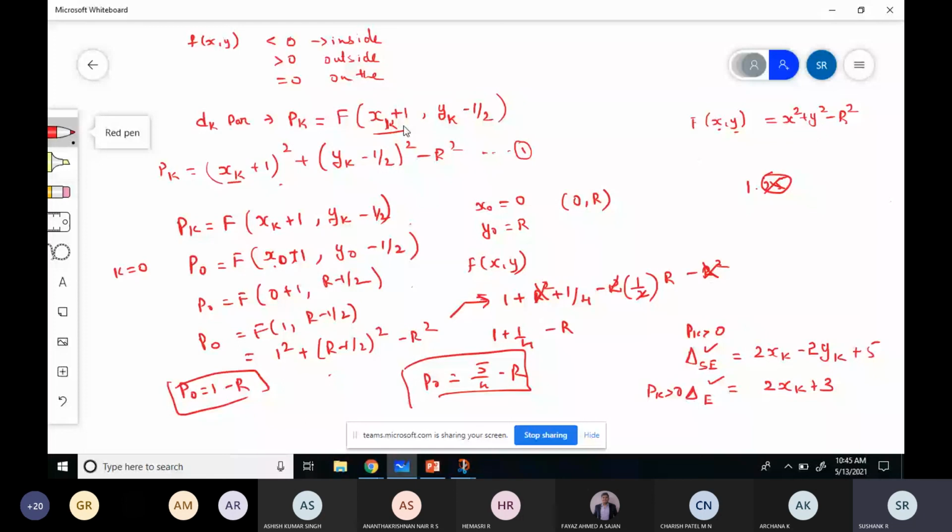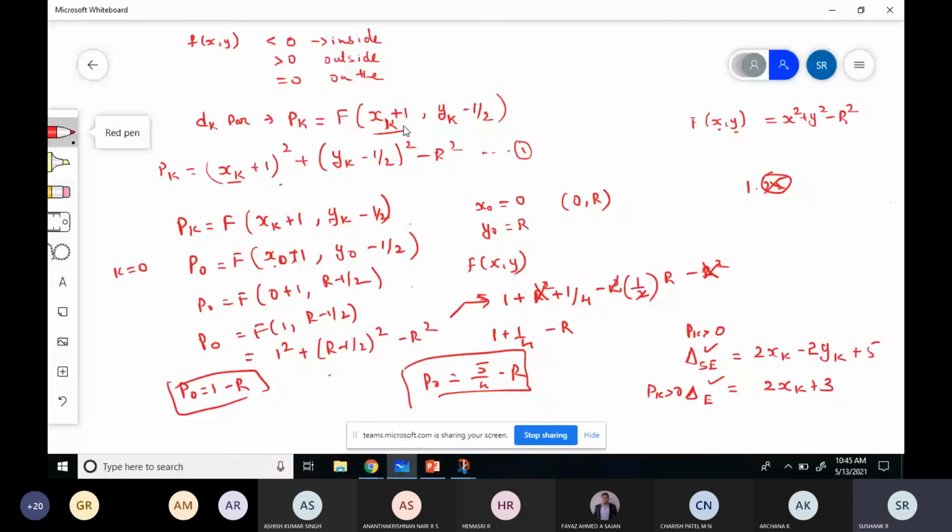Any doubt with respect to the derivations or the equations which I've derived now? Any doubts? Yes or no? So we have calculated the initial decision parameter. What do we call it when SE is chosen, when E is chosen?